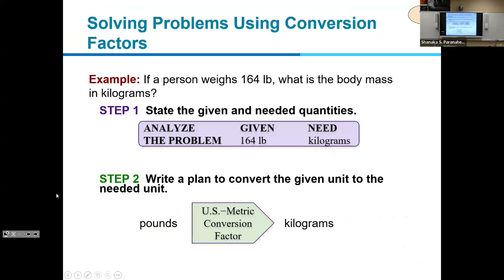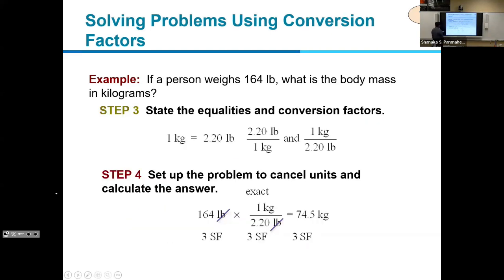Okay, so this is a simple example. You have all the work on your slide, so I'll quickly go over this. If a person weighs 164 lb, these are the basic steps for the calculation. Step 1, you're going to analyze the question and identify the given and needed unit. It is asking what is the body mass in kilograms? So kilogram is the required unit. Since these two units are in the metric and US unit systems, you can find a single equation to convert US to metric. That equation is the next one, step 3.